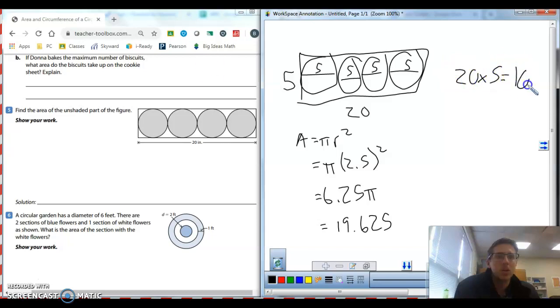And that gets you a total of 100. Right? So the whole thing in total is 100 square inches. Okay? One circle is 19.625, so we need 4 of those. That gets you to 78.5.